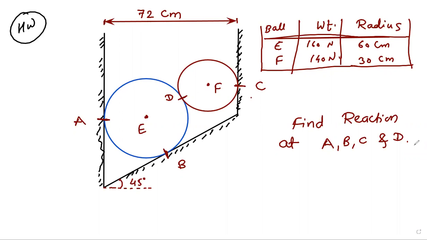Is it over? Yes, sir. Right. So solve this numerical and please post the value of RA. While you are posting on the group, first write down your roll number, for example A01, and below that, reaction at A is equal to, then reaction at B is equal to, reaction at C and D is equal to. Like that you have to post the answer on the WhatsApp group by today evening only.